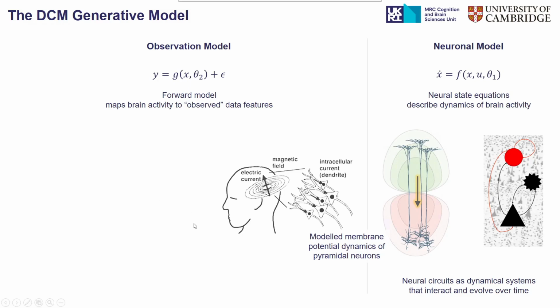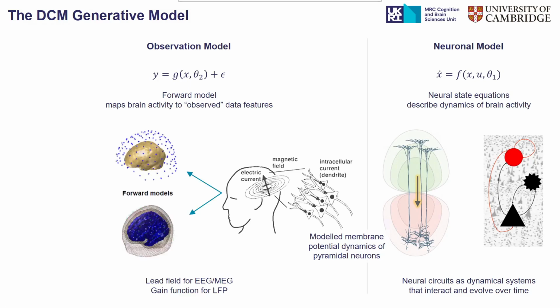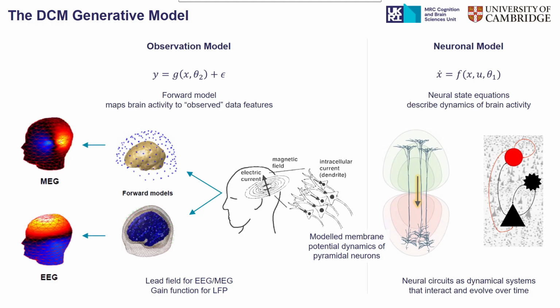The observation model consists of a forward model, which could be a lead field in the case of EEG-MEG, and consists of a head model with various layers and their respective conductivities. Or it could be a gain function in the case of recordings of local field potential. Ultimately, the observation model translates the activity of dendritic depolarization in a patch of cortex to activity that is observed at the scalp or on sensors for EEG or MEG.